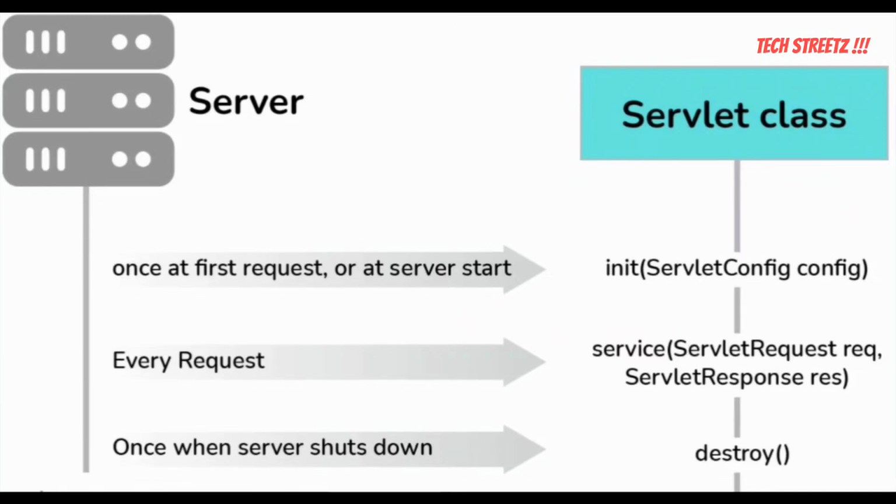There are three lifecycle methods. They are init, service and destroy. Once at first request or at server start, it calls the init method. For every request, it calls the service method. Once when the server shuts down, it calls the destroy method. These are the three lifecycle methods of a servlet.